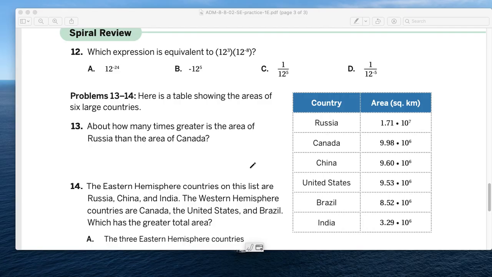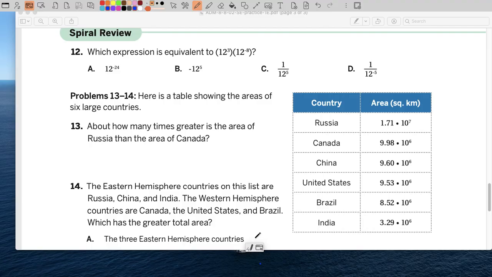Which expression is equivalent to that? So, well, remember, bases are the same. We can add the exponents. So 12, and I'm going to add the exponents. Should get 12 to the -5th power, or remember, when it's negative, we're going to write it as 1 over.